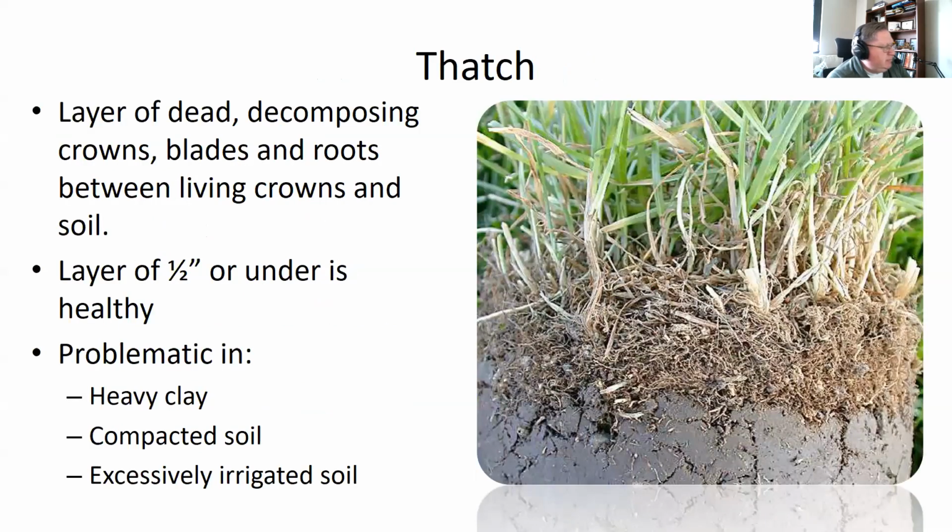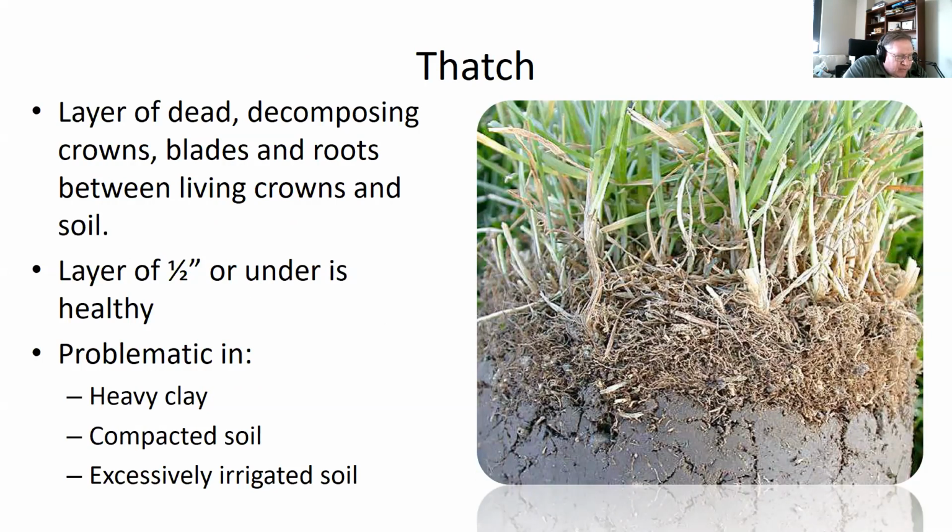Okay, thatch develops because you're growing grass on really heavy clay soil or compacted soil, and oftentimes combined with that, it's overwatered. And so thatch forms, it's really common in Kentucky bluegrass. Other grasses don't get it as much. But what thatch actually is, is dead roots and crowns, and there's not actually a lot of blades in it.